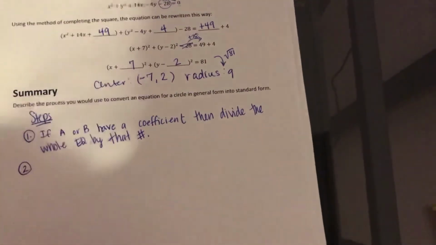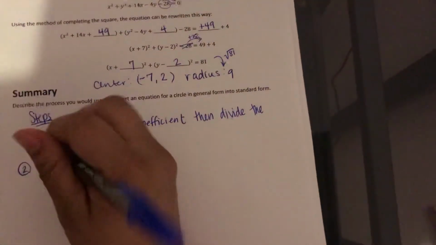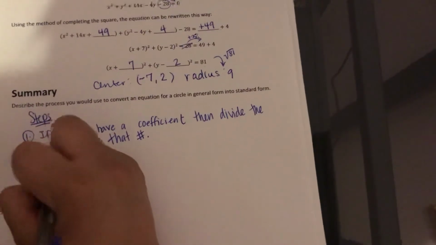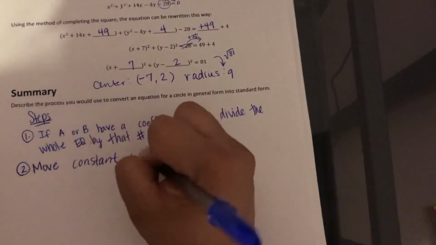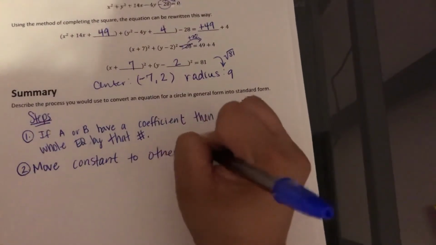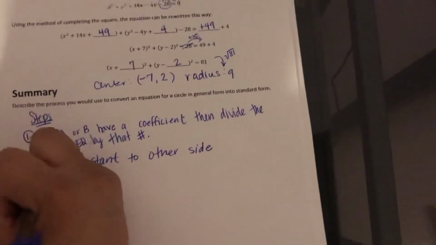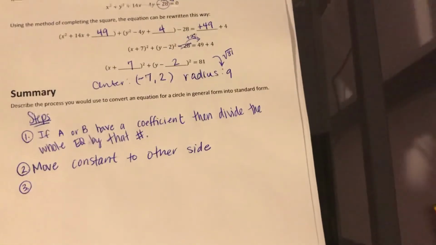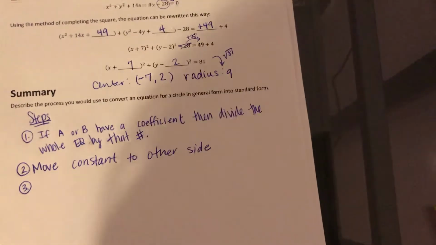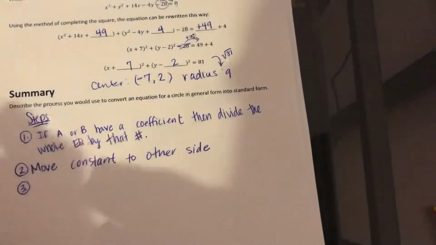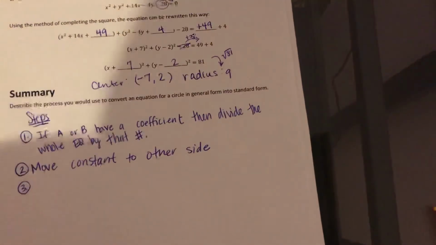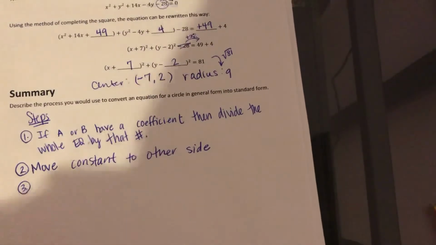Luckily, sometimes you don't have to do that stuff and you actually start with number 2. I like to move constant to other side. So I always start with this step first. I move the 28 to the other side. So I either add 28, subtract 4, whatever it is that I need to do. I do that step first. Number 3, after you move the constant, you're now going to group your X's and your Y's.